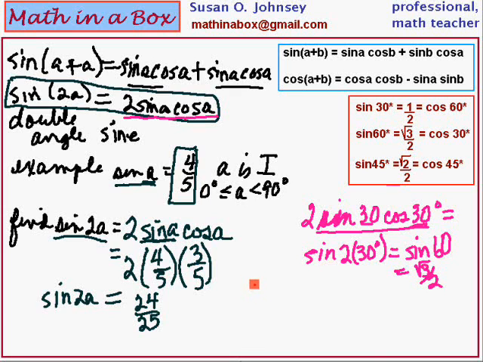Now occasionally they might try to fool you, and they might write it backwards. They could put 2 and then the cosine, say, of 30 degrees times the sine of 30 degrees, but that's really the same problem. To move these around, that's the commutative property of numbers. So it will give you the same answer that you have there.